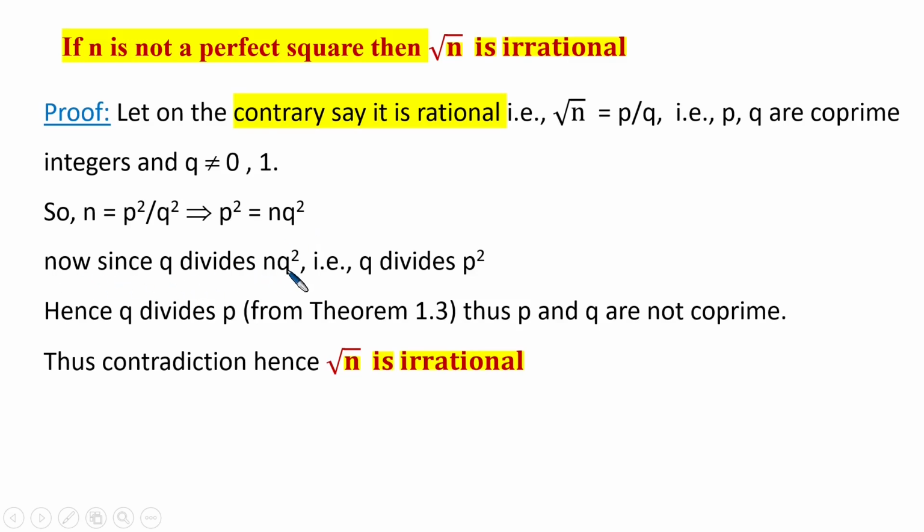Now since q divides n q square, q will divide p square. And from our fundamental theorem of arithmetic, the theorem which is 1.3 in your textbook, hence q will divide p. But we started with p and q being co-prime integers. But here is a contradiction. Thus p and q are not co-prime. Thus a contradiction. Hence the square root of n is an irrational number. Similarly, one can show the square root of 2 is also an irrational number. Since the square root of n is irrational, provided n is not a perfect square, all such numbers are irrational.